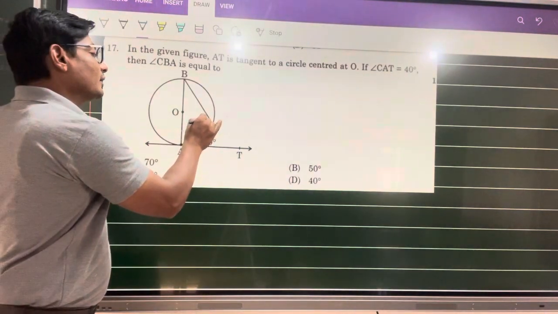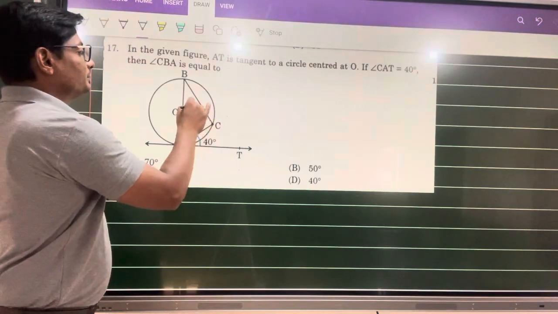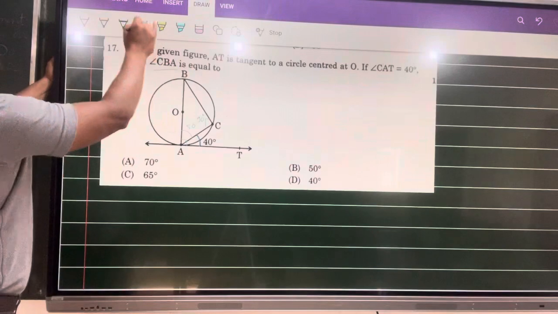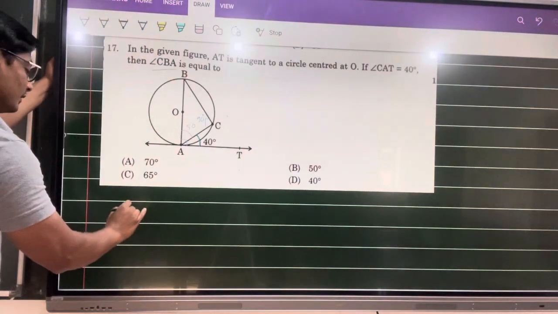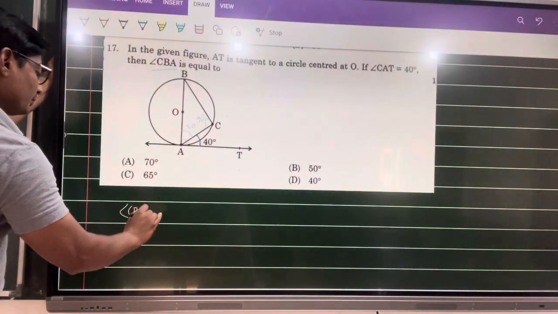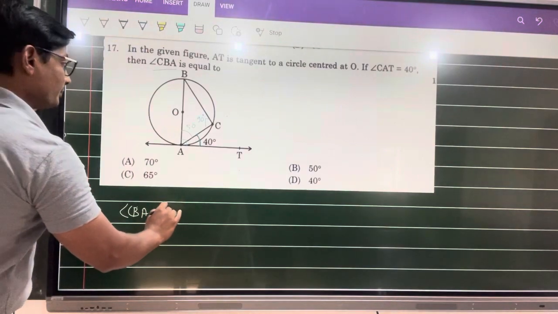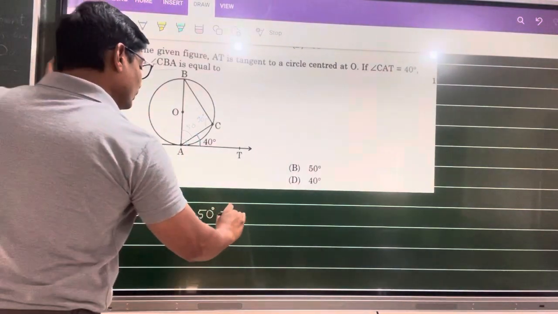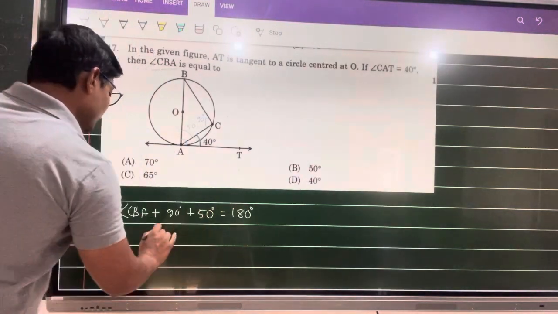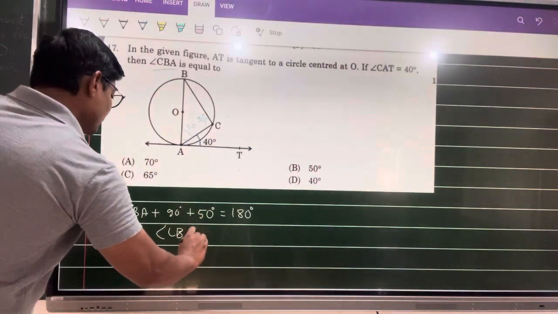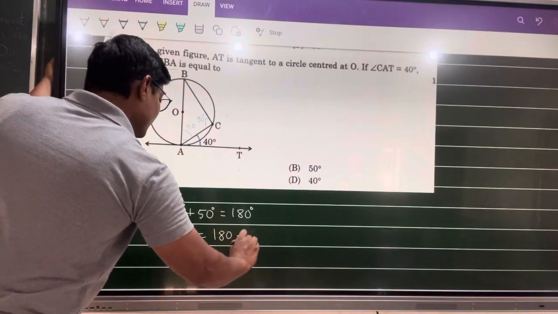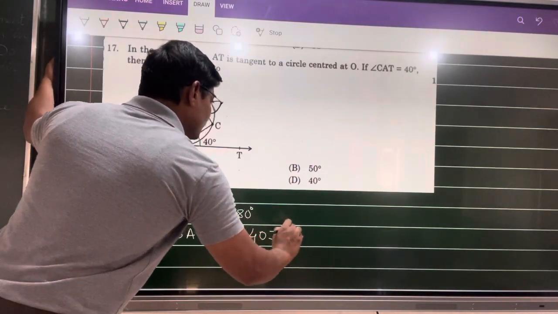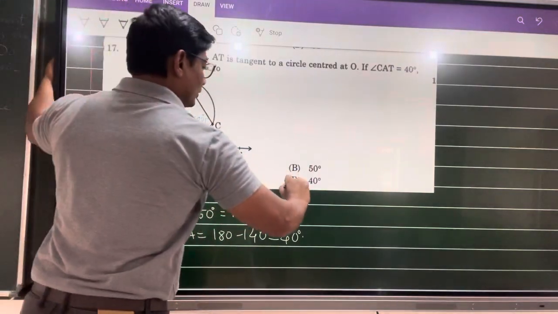And also we know that the angle made here is also 90 degrees. Here they have asked for the angle CBA. So we can write angle CBA plus 90 degrees plus 50 degrees will be equal to 180 degrees. So angle CBA will be equal to 180 minus 140, which gives us 40 degrees. So option D is the correct option here.